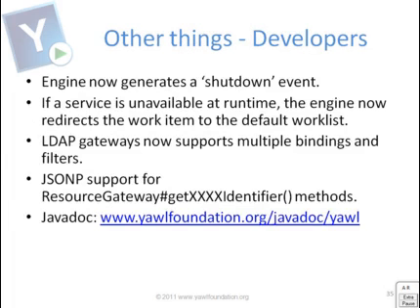The engine now generates a shutdown event. We saw an example of that in the codelet method. It gets called when the engine shuts down or the resource service shuts down. The engine actually sends out an event to all of its services to say, hey, I'm shutting down, do what you have to do.